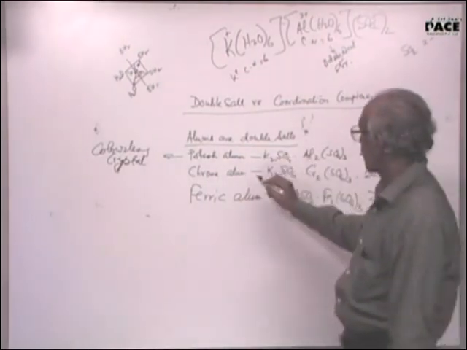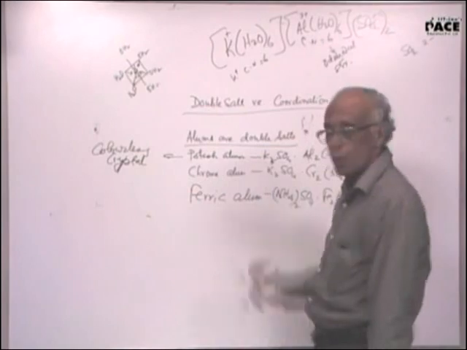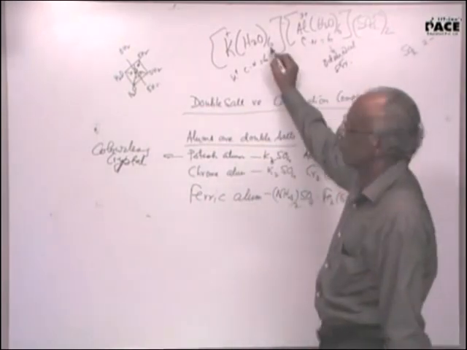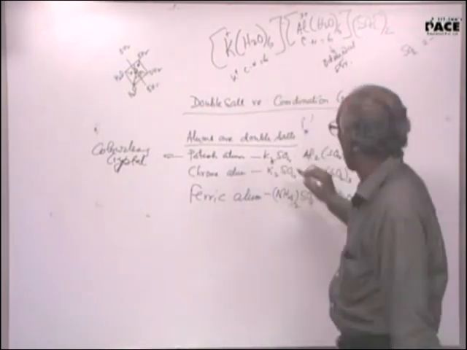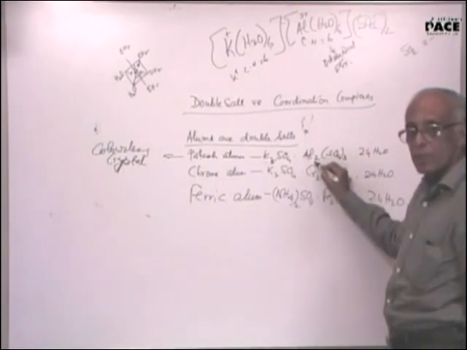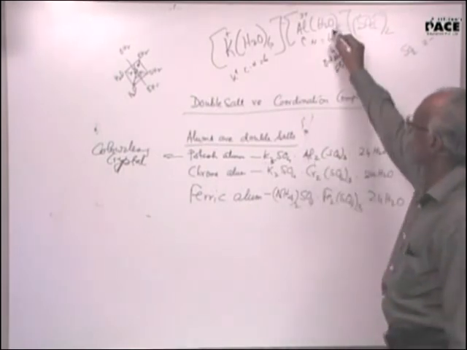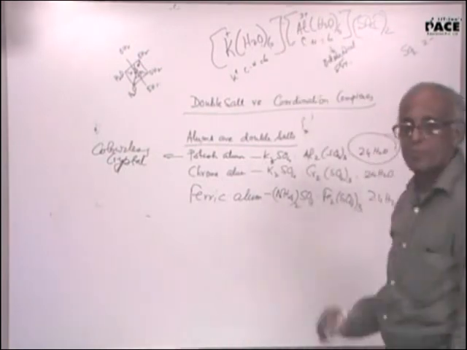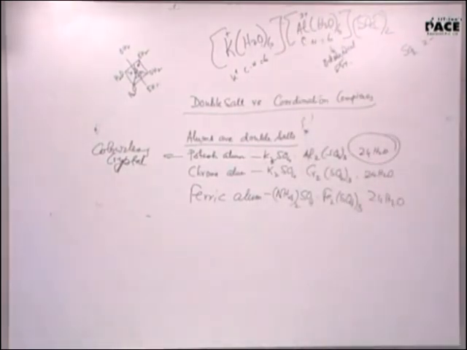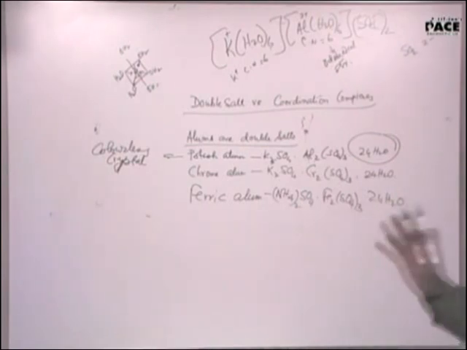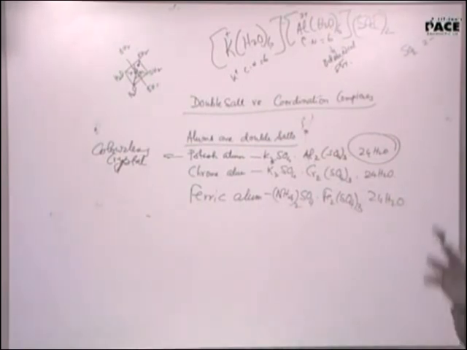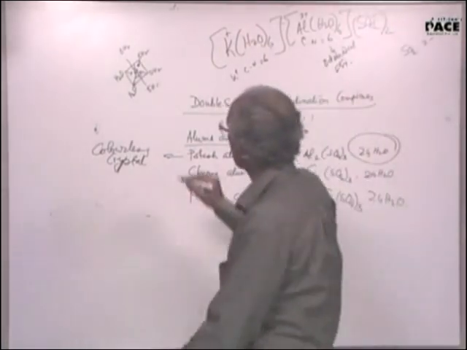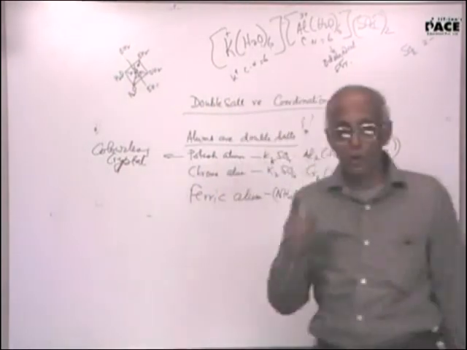2. So 12 water molecules. How many aluminum are there? 2. 12 water molecules. So 12 plus 12 makes 24. So the water molecule is not water of crystallization. Water molecules are coordinated water molecules. The water molecule forms a coordinate bond through oxygen.